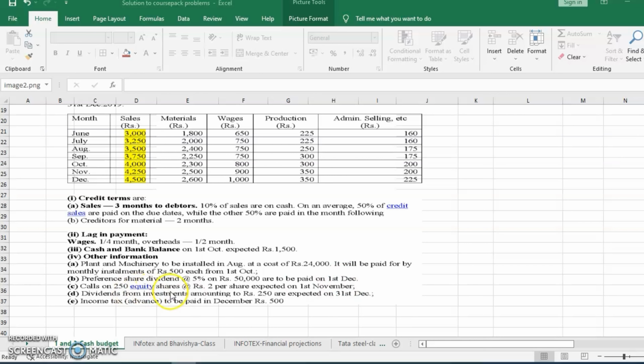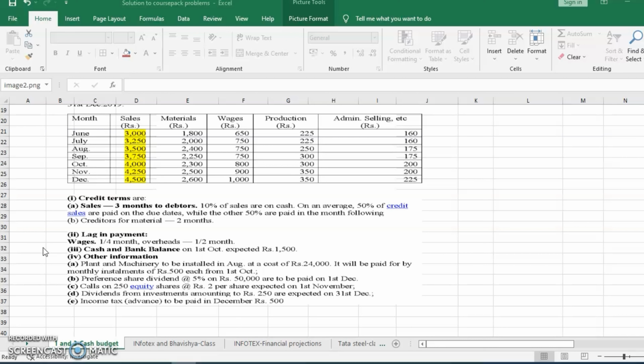Calls on 250 equity shares at the rate of 2 per share expected. So calls on 250 equity shares, that is, whenever you have issued your shares to the public, there are actually different stages. Today we have IPO, so we don't have any such stages any longer existing. However, from the theory point of view, we need to understand this. After your application and allotment, we have the first call, second call, and final call. So one such call is this call.